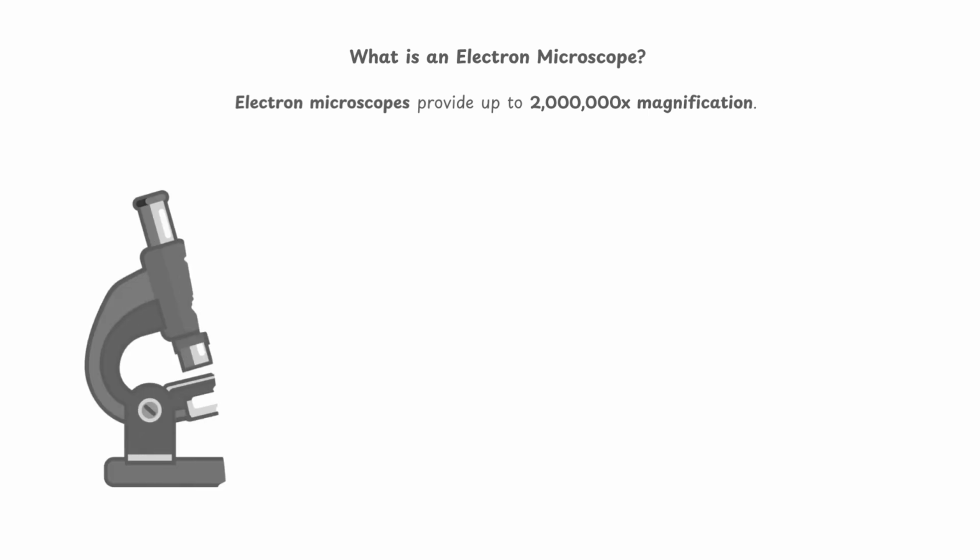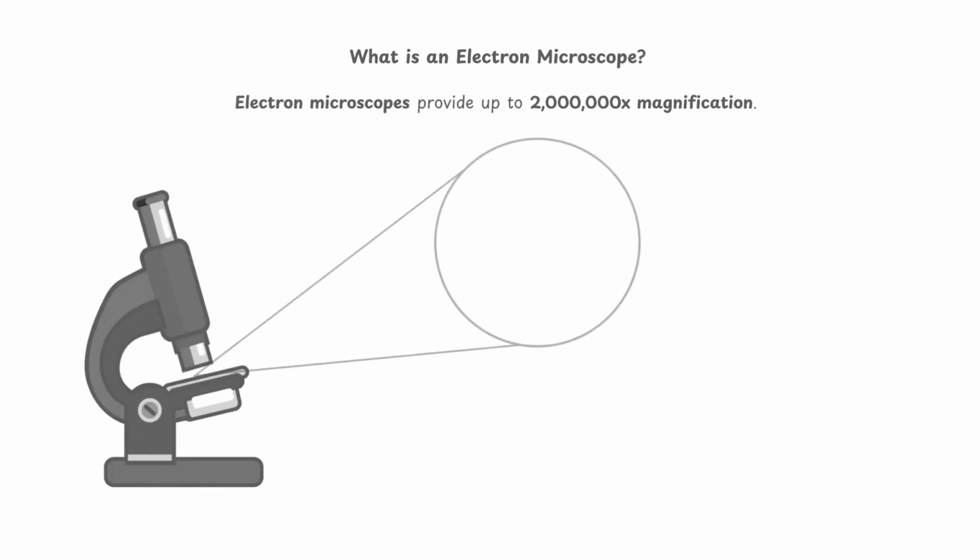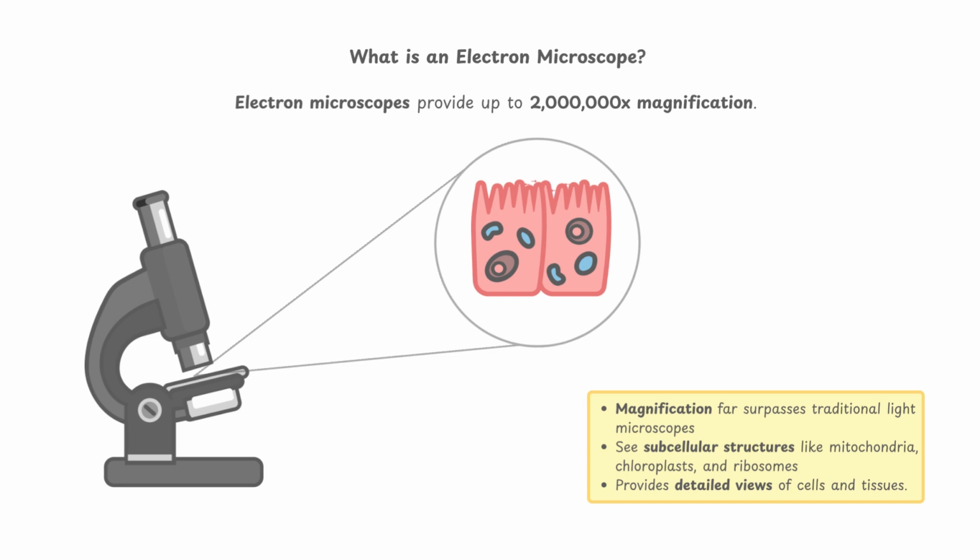So what is an electron microscope? Electron microscopes are an invaluable tool for biologists. They provide magnifications of up to 2 million times, far surpassing the power of traditional light microscopes. This ability to magnify at such a high level allows scientists to see subcellular structures like mitochondria, chloroplasts, and ribosomes in far more detail.